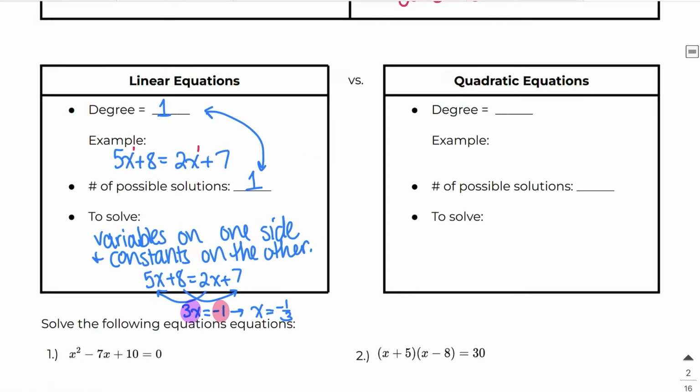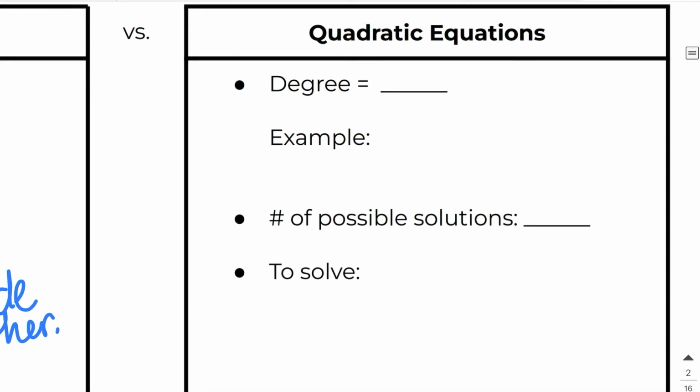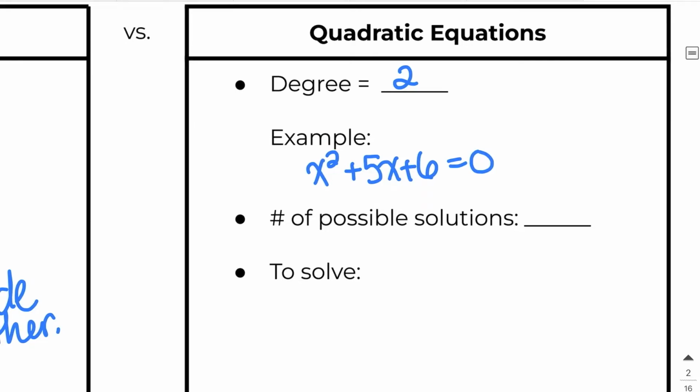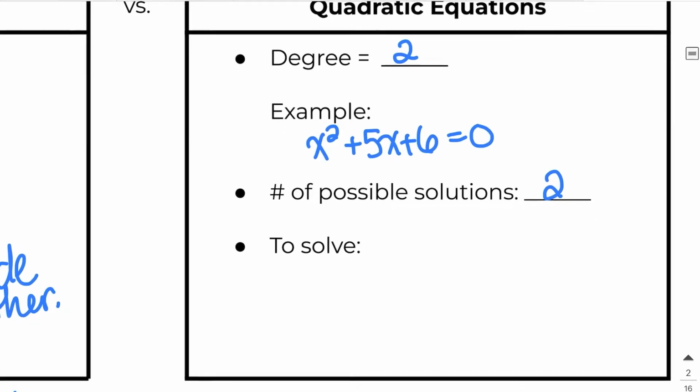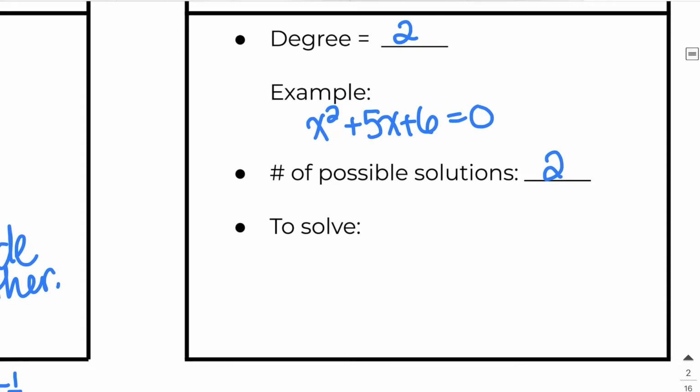It's different when you have a quadratic equation. In a quadratic equation, the degree is 2. An example would be x squared plus 5x plus 6 equals 0. If you notice right here, this is to the power of 2, and the highest number of solutions you can get is 2. Again, not a coincidence that those are the same. It doesn't necessarily mean you'll get 2 solutions. Sometimes you'll get 1, sometimes you'll get none, but the maximum number of solutions you can get is 2.